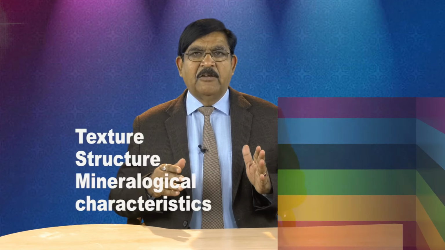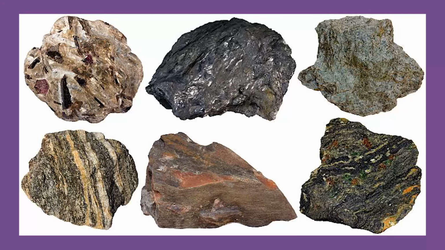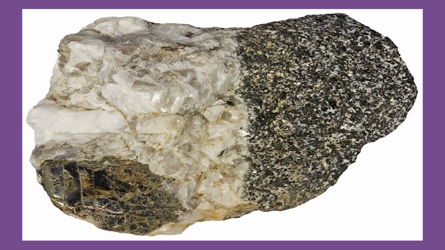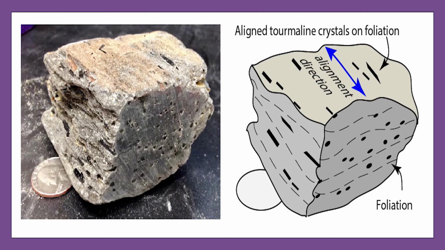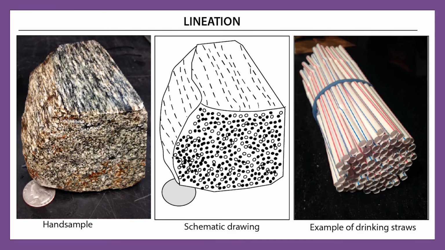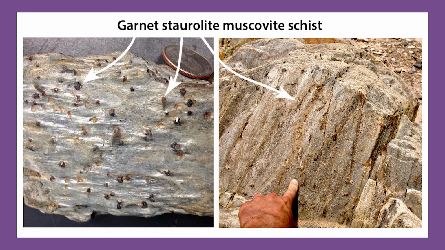The names of most metamorphic rocks are based primarily on texture, structure, and mineralogical characteristics. The most striking feature which stamps a rock as metamorphic in its fabric or structure and texture is the foliation or lineation. Therefore, the widely used rock names are schist or gneiss.